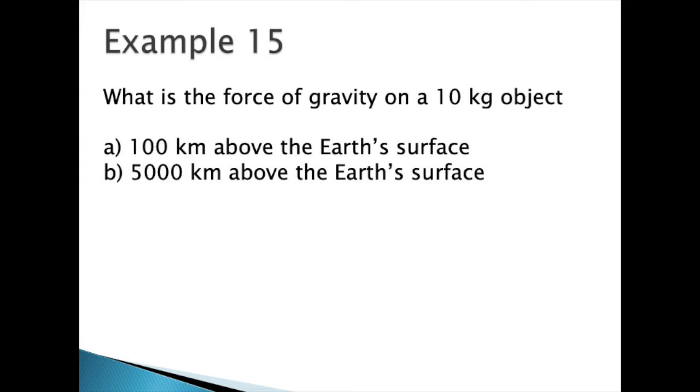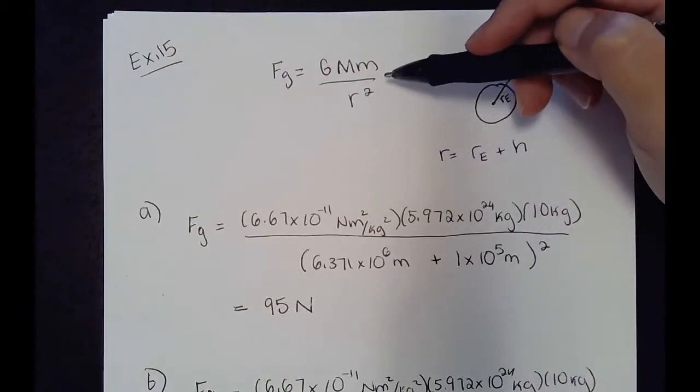Example 15, what is the force of gravity on a 10 kilogram object, A, 100 kilometers above the Earth's surface, and B, 5,000 kilometers above the Earth's surface? All right, so we'll use Newton's universal law of gravitation again.